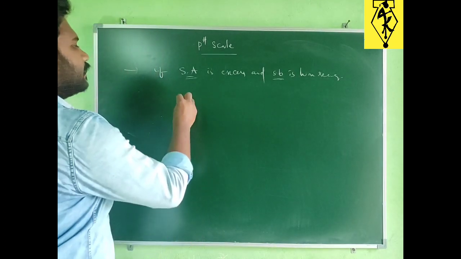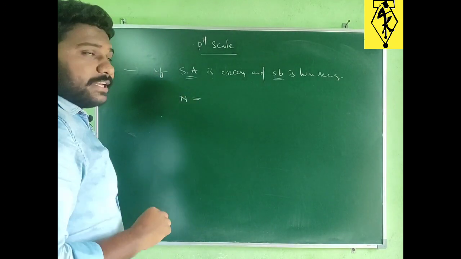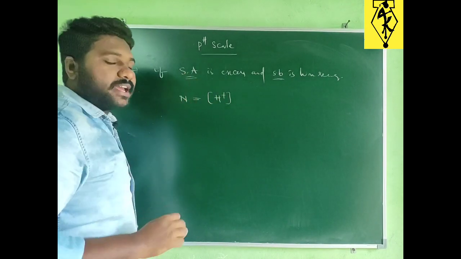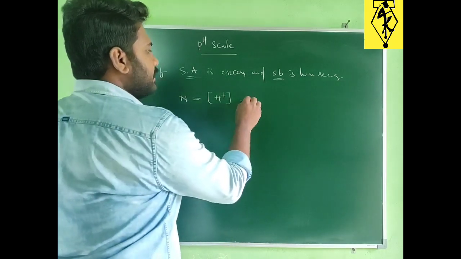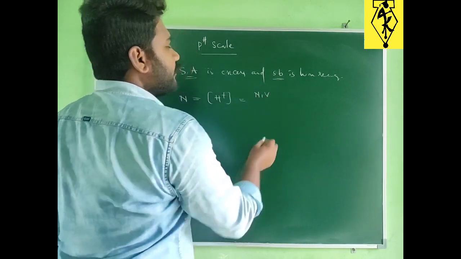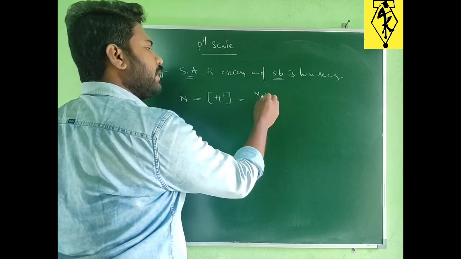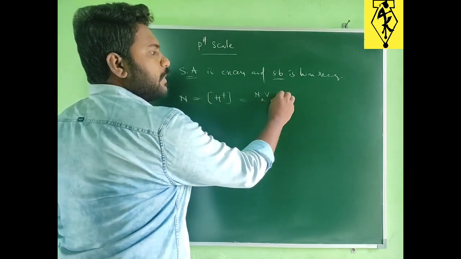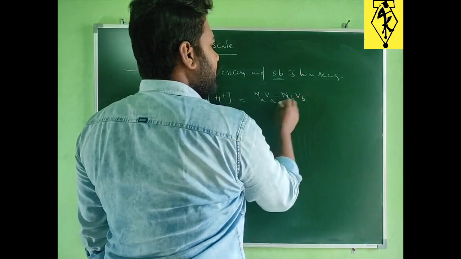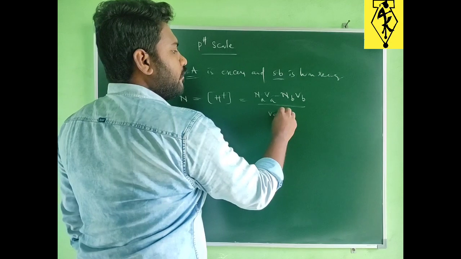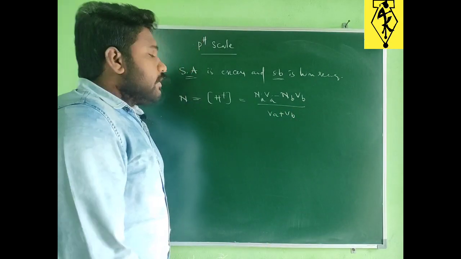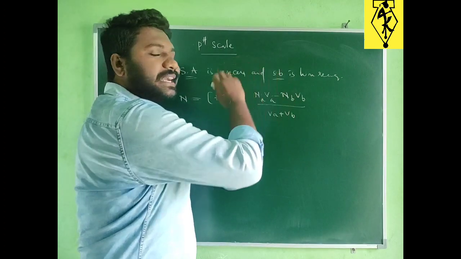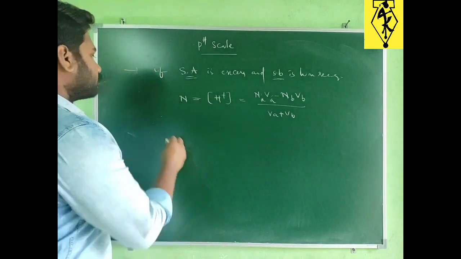So in such a case, normality N is equal to, now we are going to get the H plus ion concentration because the strong acid is the excess reagent. That is equal to N1V1; instead of N1V1 we can take NaVa to distinguish acid and base here. NaVa minus NbVb divided by Va plus Vb. So this is the equation when they have given excess strong acid and limited strong base as a mixture.